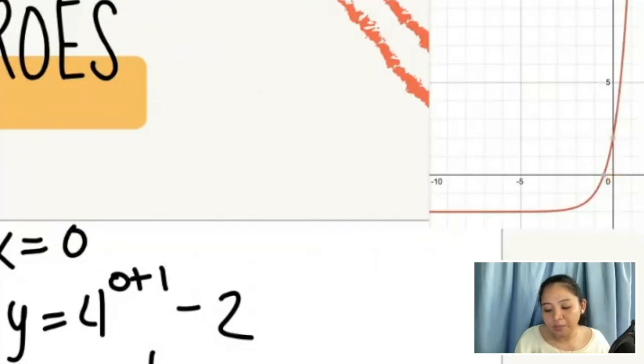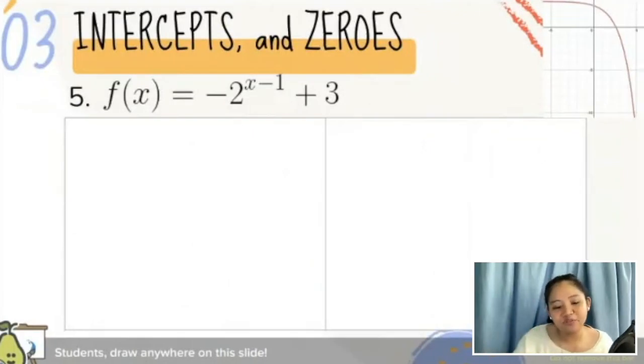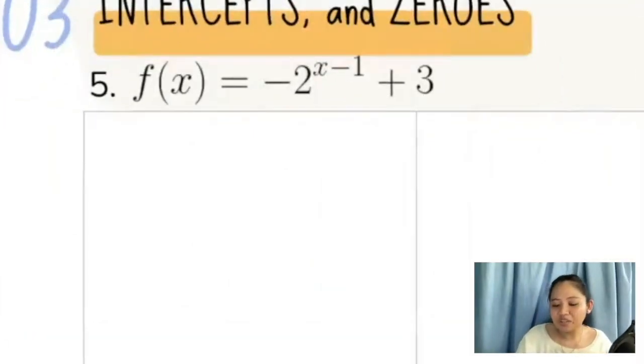So, this ordered pair is what the graph shows. This is the x-intercept touching the x-axis. The point of the graph that touches the x-axis is the x-intercept. The point of the graph that touches the y-axis is your y-intercept. Let's have another example in solving for our x and y intercepts. So, here we have example number 5.